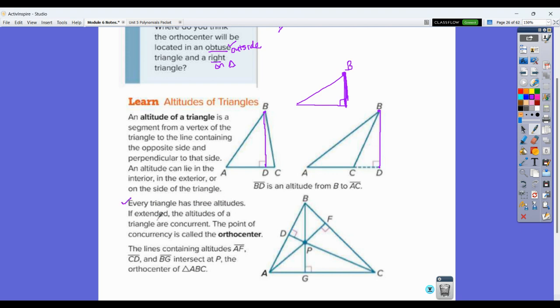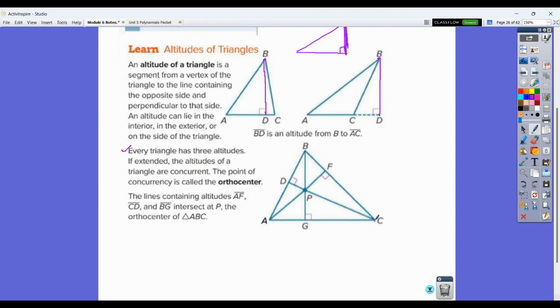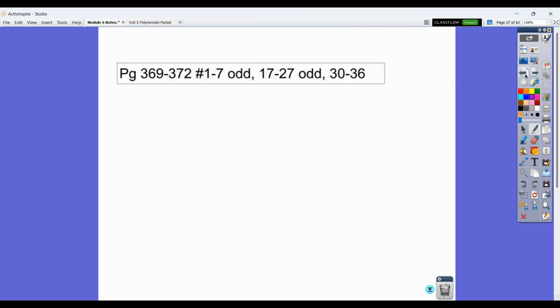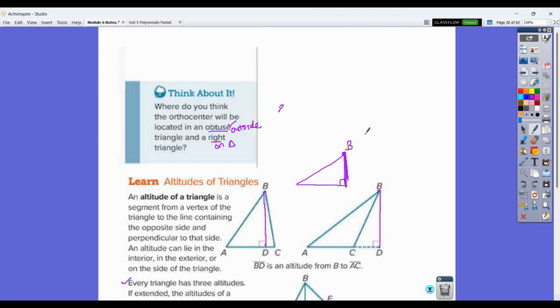If extended, the altitudes of a triangle are concurrent, and the point of concurrency is called the orthocenter. So what we can see in this picture here is that we went from a vertex perpendicular to the opposite side, from a vertex perpendicular, from a vertex perpendicular. So that is three altitudes that all meet at a point, and that point right there is the orthocenter. Okay, and that's how I know that based on the drawing. So that is the information that you guys need for this one.